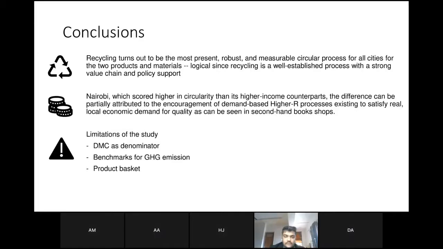And as future work, we would definitely want to replicate this study with different materials and different cities to see how the indicator runs and the benchmark produces, and how comparable they are at the city level.